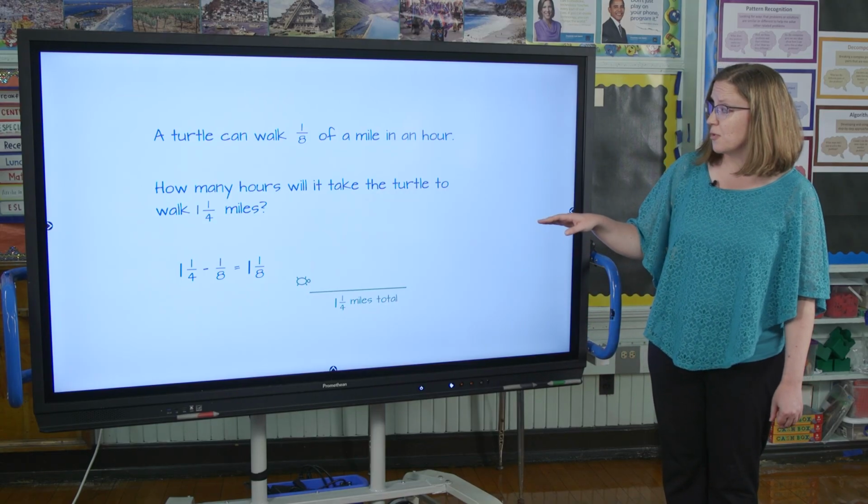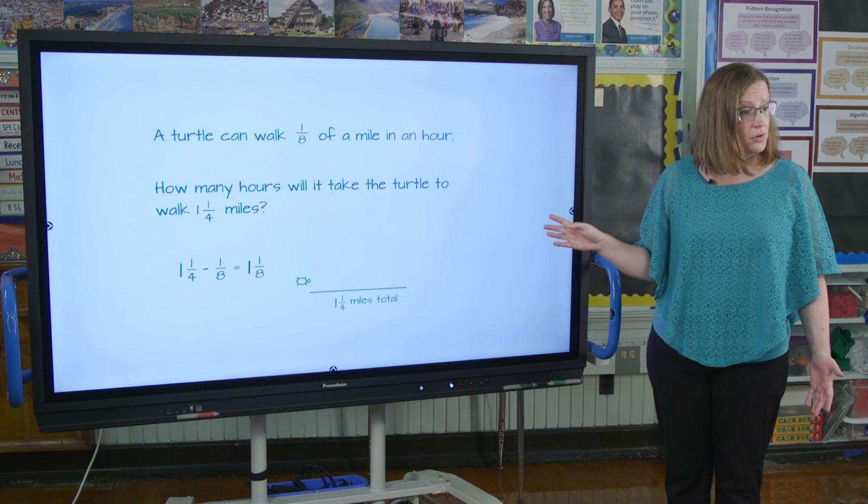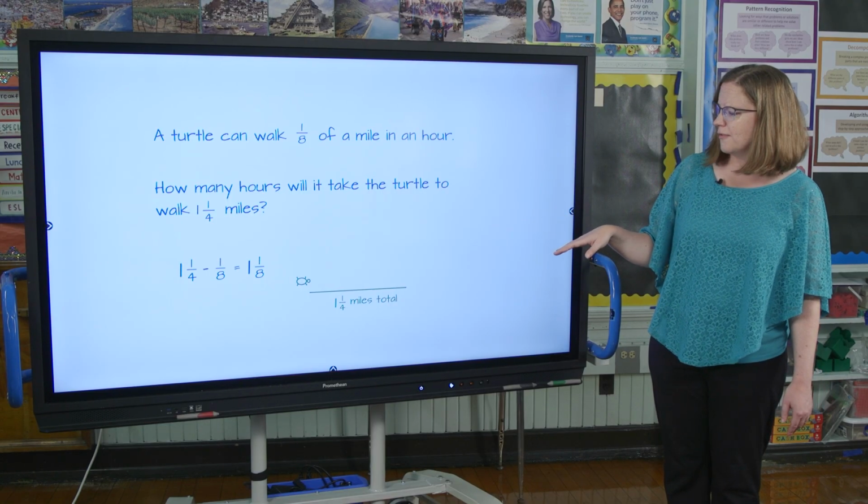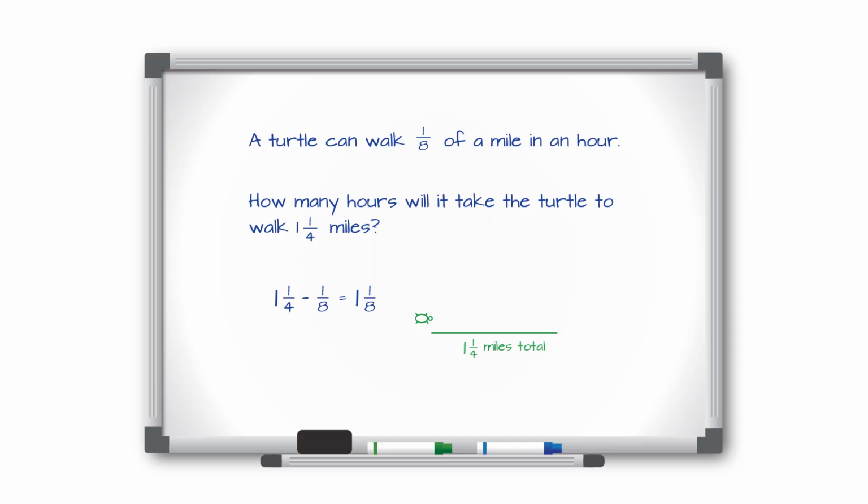Yeah, so it's how far he's walking in just 1 hour. So not the whole distance, but just part of it. So how could we show that on our picture? Yeah, we could just mark it down as part of the distance and say that's how far he goes in 1 hour. Now, you came up with 1 1/8. Where would we add that to our picture? Where would that go?